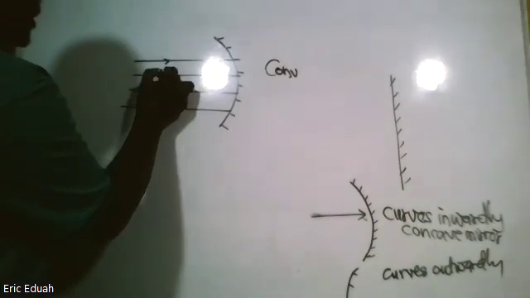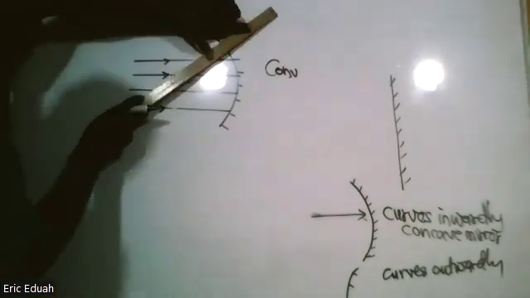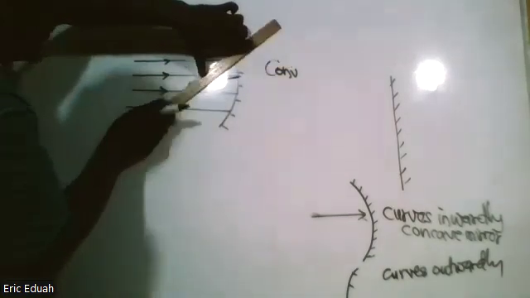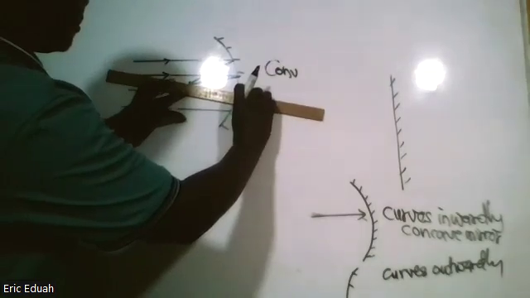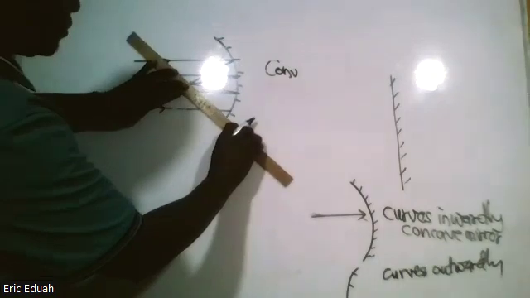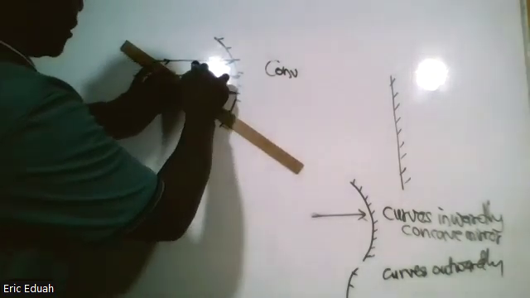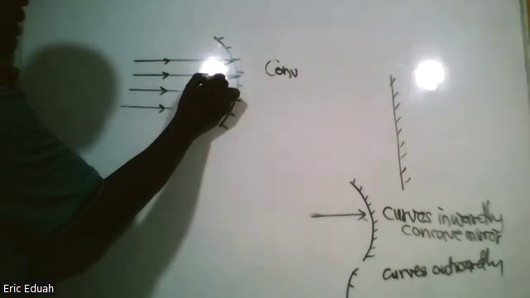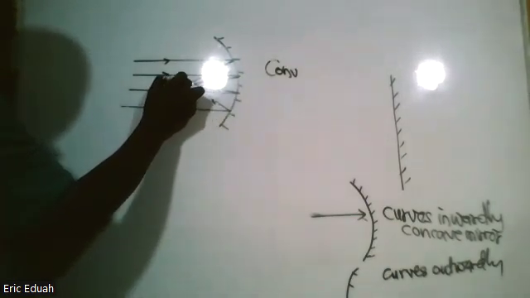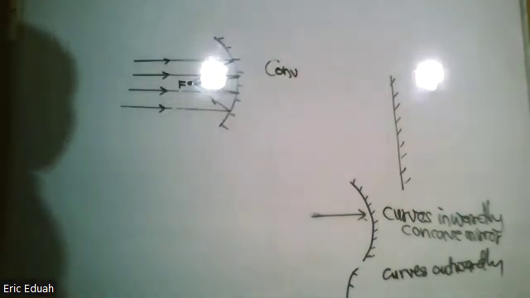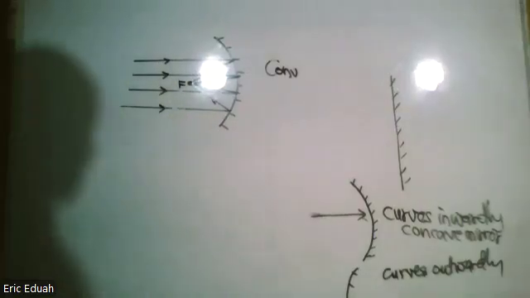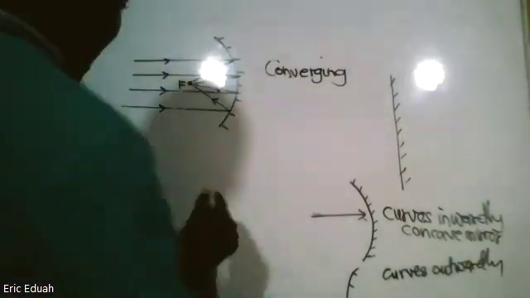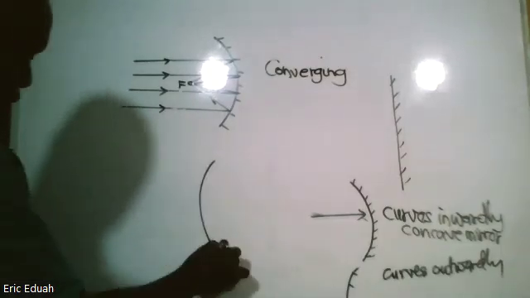So these are parallel rays. All parallel rays are converged at a common point in front of the mirror after reflection. So here, reflected, reflected, reflected, and they are all brought to a common point in front of the mirror. This is the reason why concave mirrors are termed converging mirrors: all parallel rays converge at one point in front of the mirror.